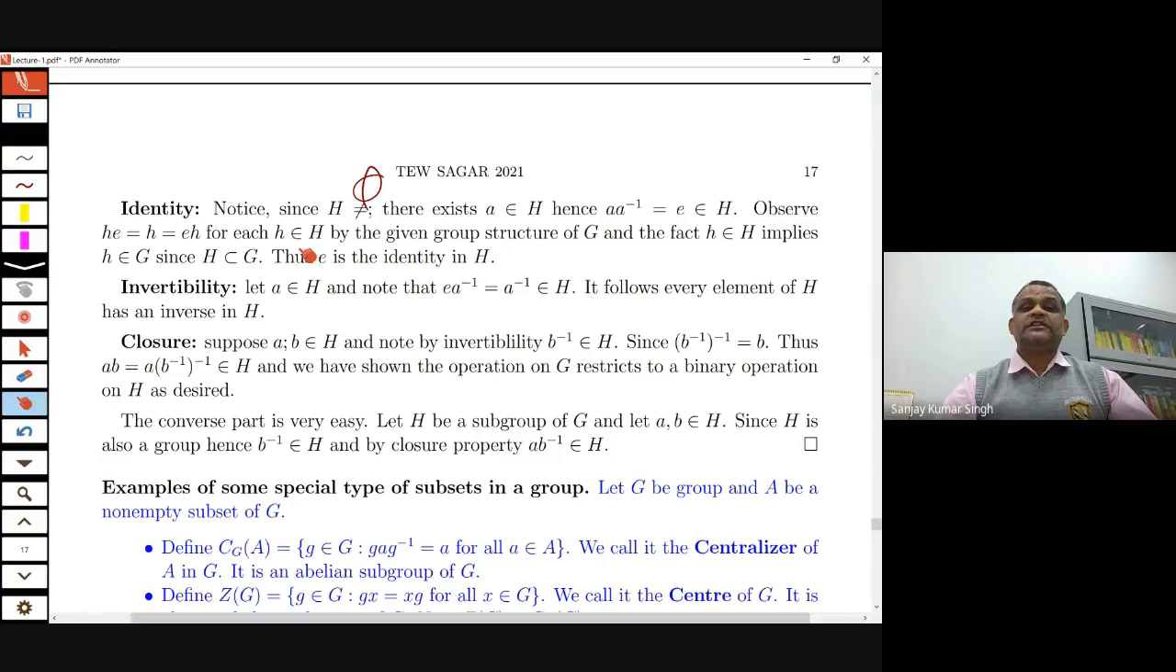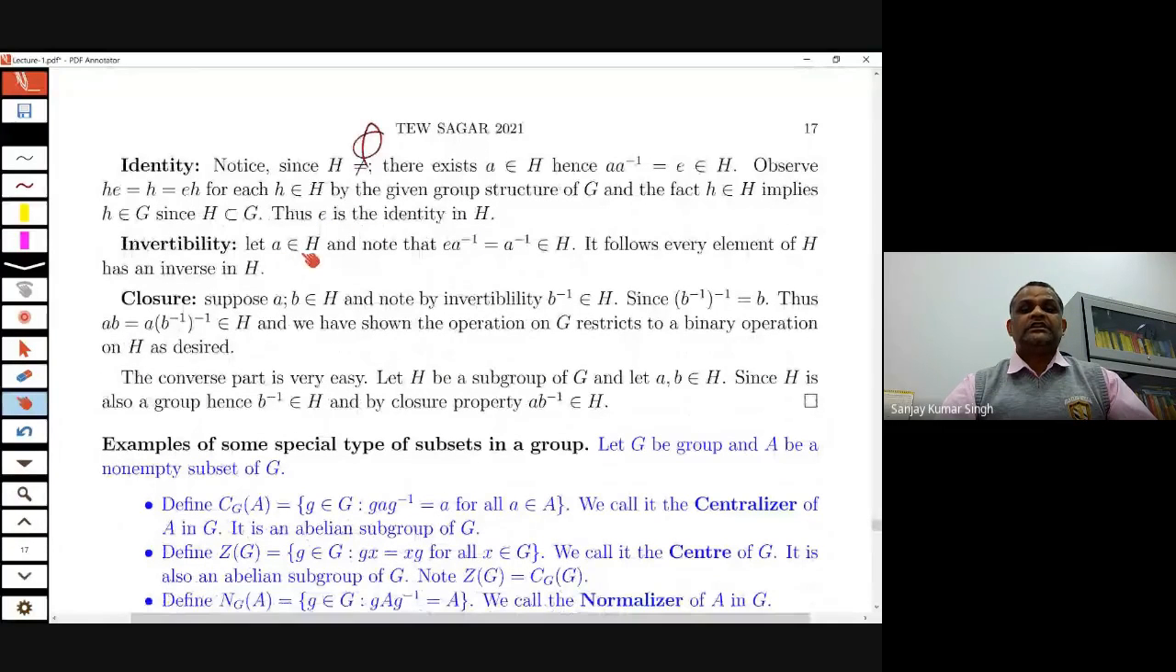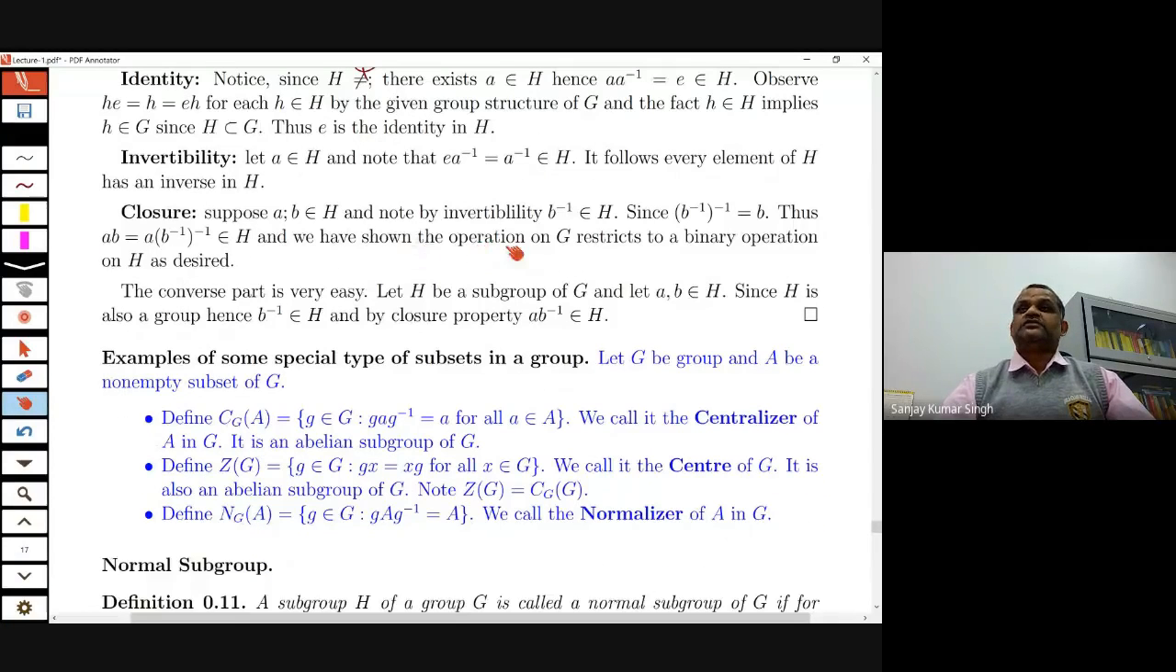And also it is very easy to observe that HE is equal to EH is equal to H. Why? Because this operation holds in the group G, and that's why it holds in H. And thus you found an identity element inside H. And similarly, for any A in H, you can talk about EA inverse, which is basically A inverse, and which is also an element in H. So A inverse is the inverse of A inside G, but it also works as an inverse of A inside H. And similarly, you can prove the closure property.